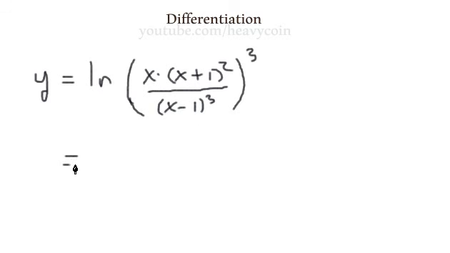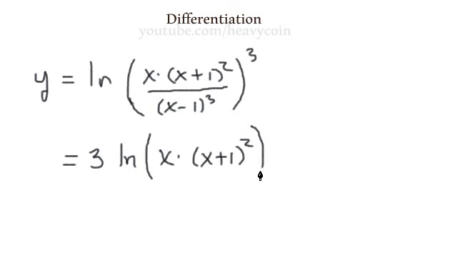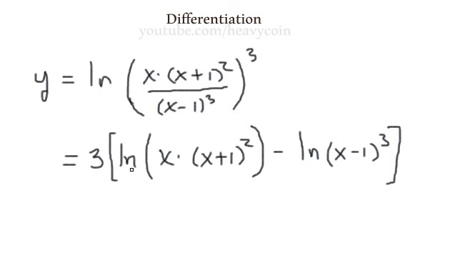So let's first expand this thing out. So first off, we have this 3 up here. So I'm going to take the 3 and bring it out front. Now we're expanding this. We are not taking the derivative. And I have x times x plus 1 quantity squared. I'm going to go ahead and keep that in the parentheses here, minus the natural log of x minus 1 cubed. Now, this 3 here is actually multiplied by the whole thing. Okay, 3 times this and 3 times this over here, because this whole piece here is in parentheses raised to the 3rd power.